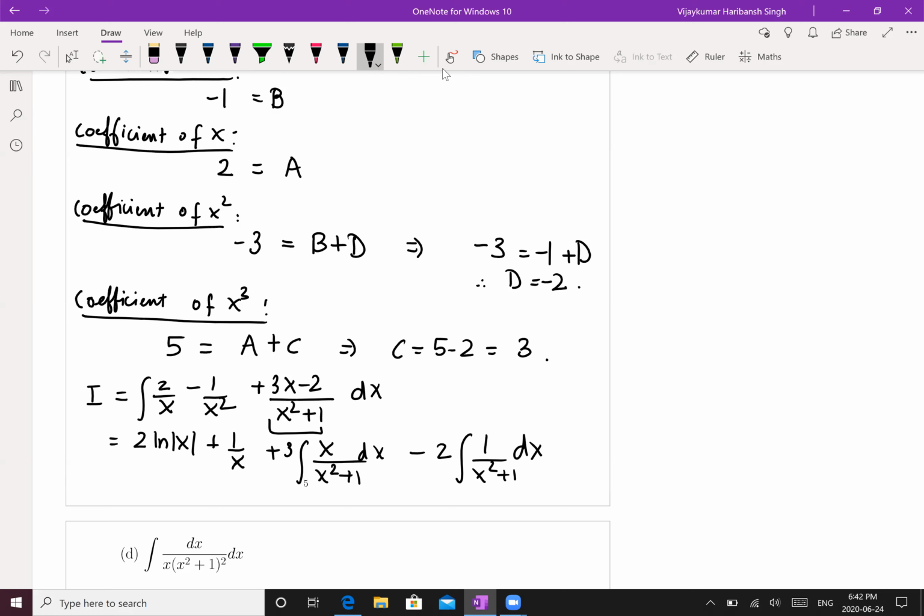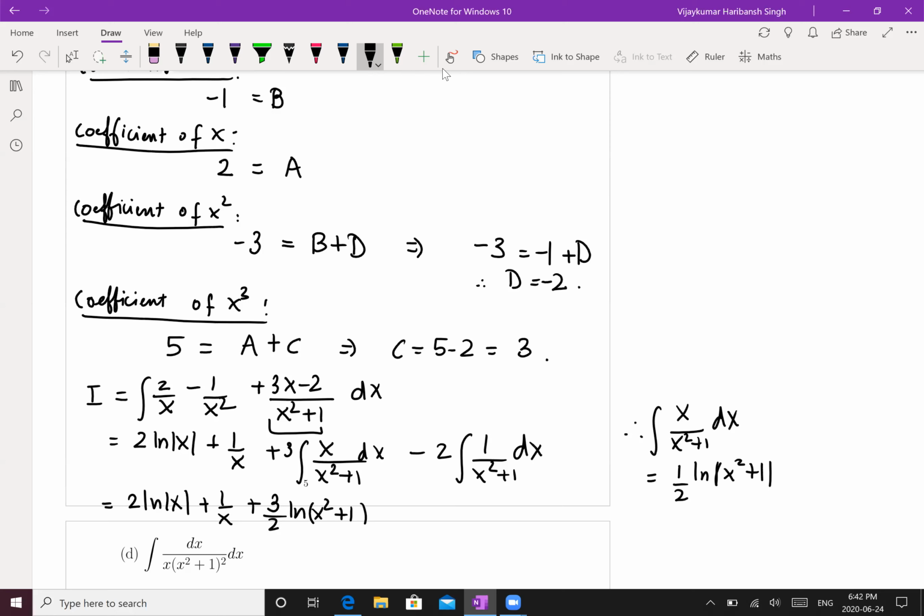Now in this case, let me work this out on the side. The integral of x upon x squared plus 1 dx. If you do the substitution, you will see that this is going to be 1 by 2 ln of x squared plus 1. So you will see that this is going to be 2 ln of absolute value of x plus 1 by x plus 3 by 2 times ln of x squared plus 1. I generally have the absolute value sign, but I know that x squared plus 1 is positive, so I will avoid putting the absolute value sign. And 2 times, what is the integral of this? This is tan inverse of x plus c. So this is the whole integral.